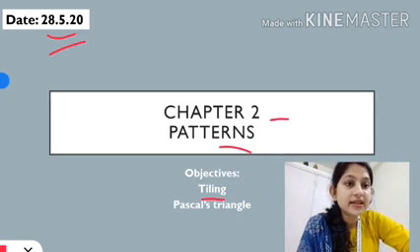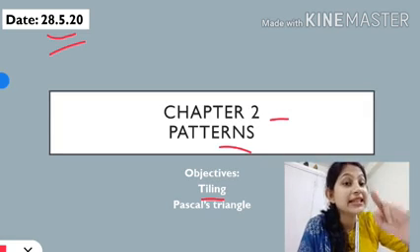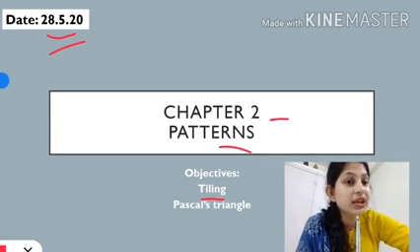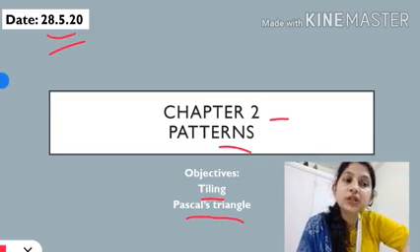Okay, you can see the spelling of tiling, T-I-L-I-N-G, tiling. And you know, students, many a time students make the mistake of writing double L here. So be alert, do not write double L. Here in tiling there is only one L. And then later we will discuss the Pascal's triangle.